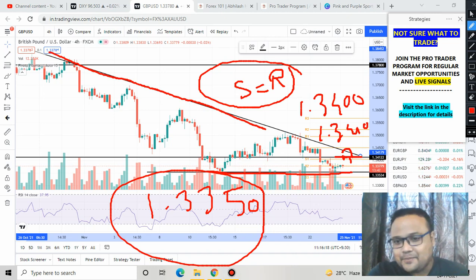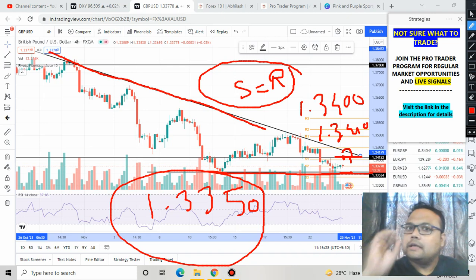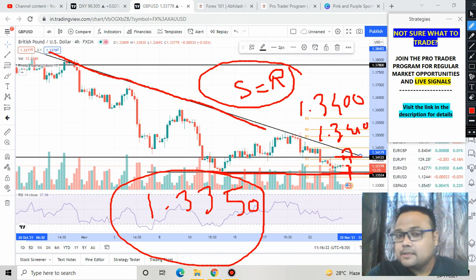Keep your eyes on the chart of DXY US dollar, mostly during the event, because if dollar gets bullish again, definitely market will break the support and start going down. You can take a sell position.